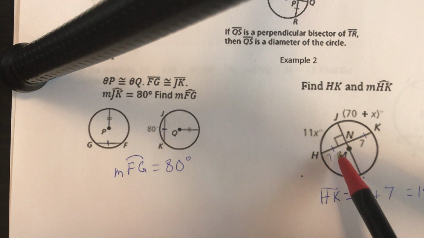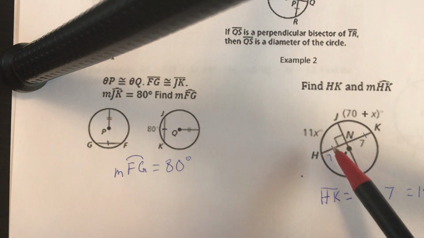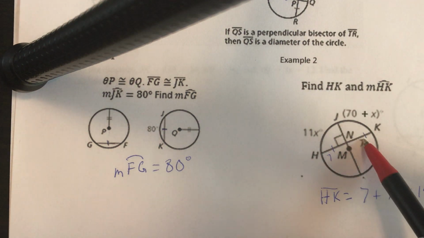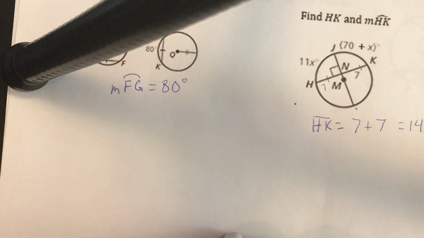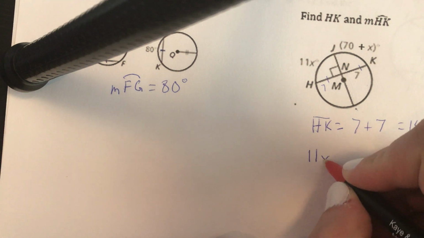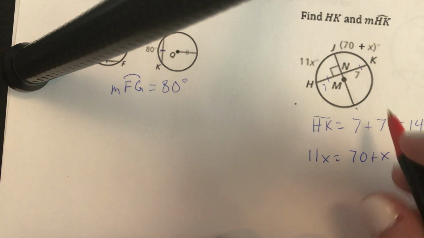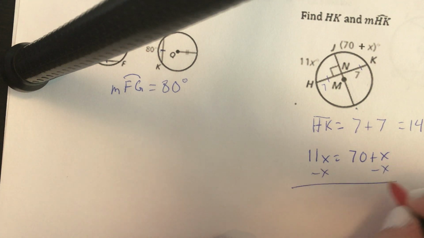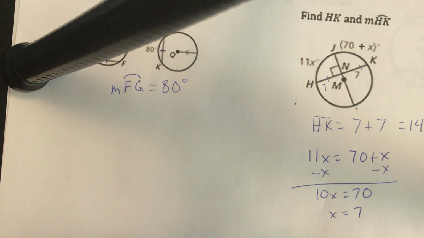Okay, so we know because these chords are the same, or because of our theorem up here, since these two parts of this chord are the same, then these two arcs are the same. So we can do our handy dandy set them equal to each other trick, and so we'll do 11x is equal to 70 plus x, and then we will subtract x. Get 10x equals 70, x is equal to 7.